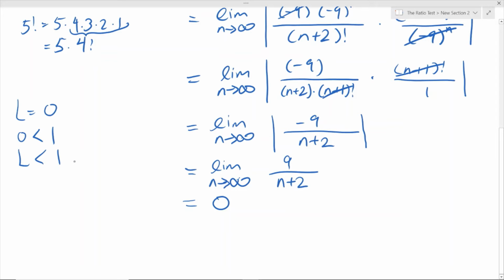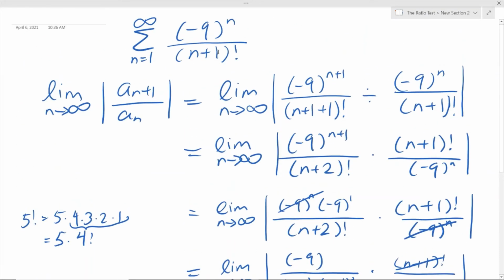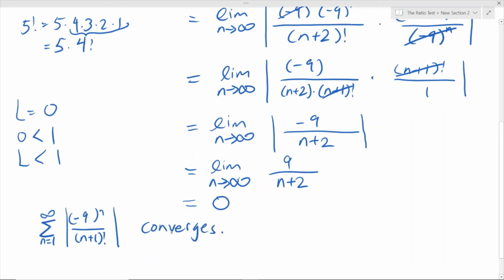And if our limit is less than 1, by the ratio test, this tells us that this given series, that looks like this, is absolutely convergent. So that means this series with the absolute value converges. And by definition, if something is absolutely convergent, that means the original series itself is also convergent.